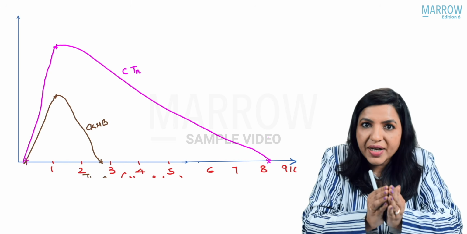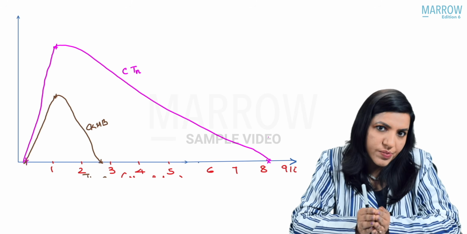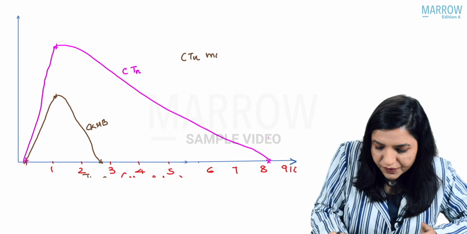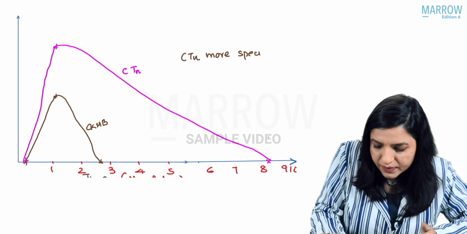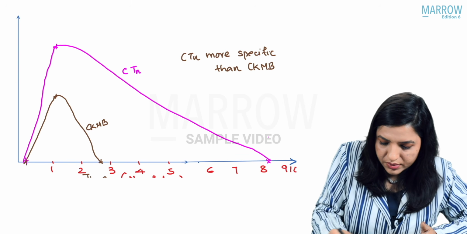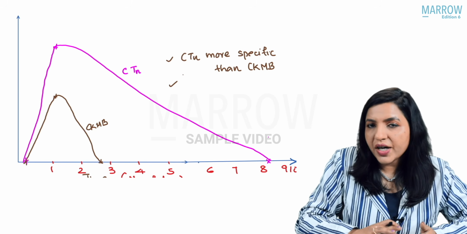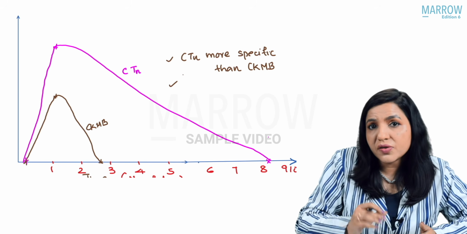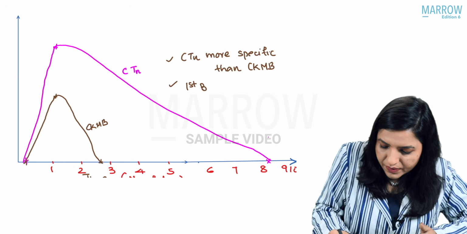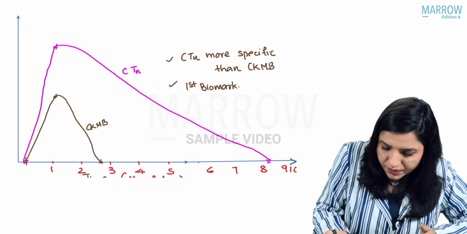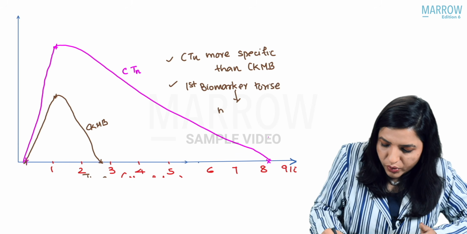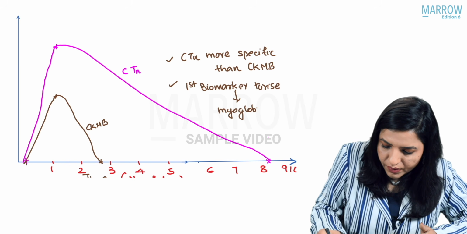That is, when you compare CKMB and cardiac troponins, which is more specific? Cardiac troponins are more specific than CKMB. So even if I have told you about all these cardiac biomarkers, which is the first biomarker to rise? The first biomarker to rise is myoglobin.